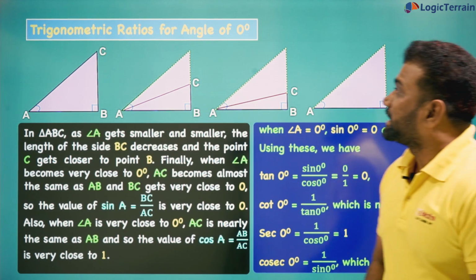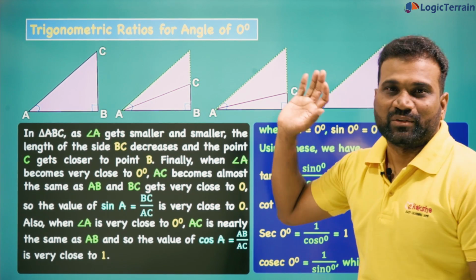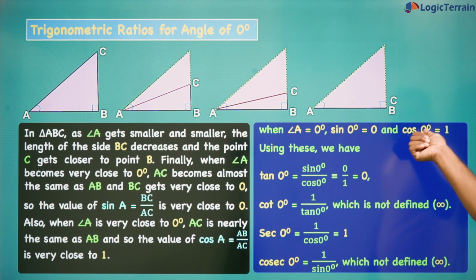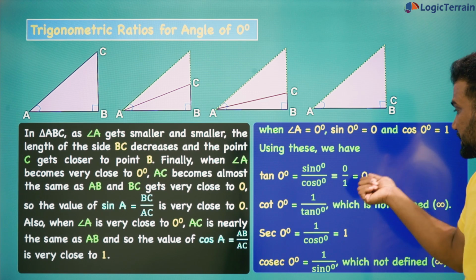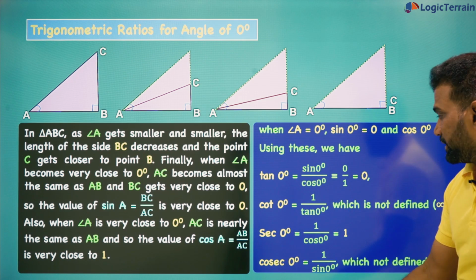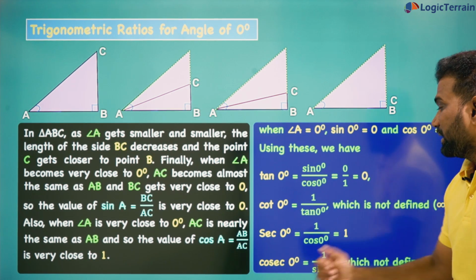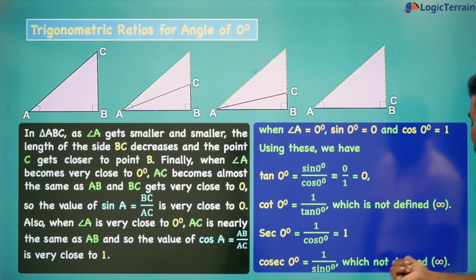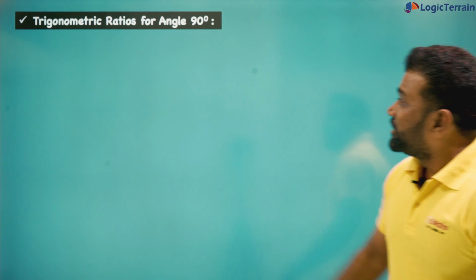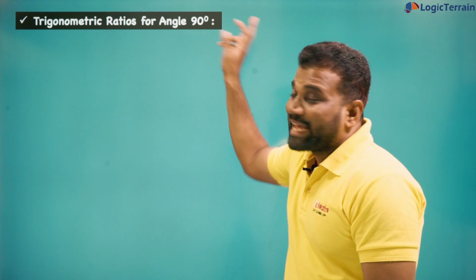So these are the trigonometric ratios for angles of 0 degrees. What are they? Sin 0 degrees is 0, cos 0 degrees is 1, tan 0 degrees is 0, cot 0 degrees is infinity, or we can say not defined, and secant 0 degrees is 1 and cosecant 0 degrees is not defined or infinity. Correct? Next, trigonometric ratios for angle 90 degrees.